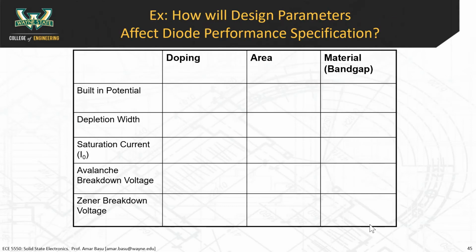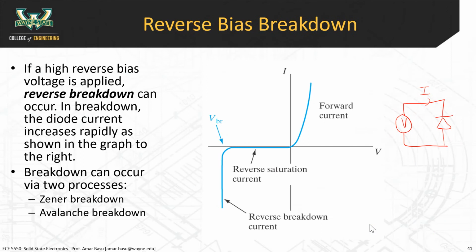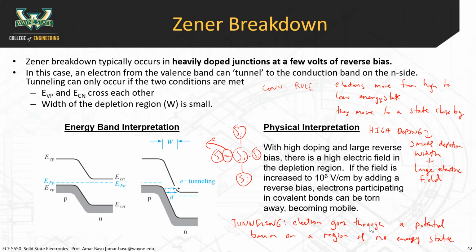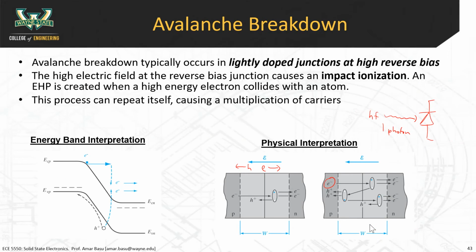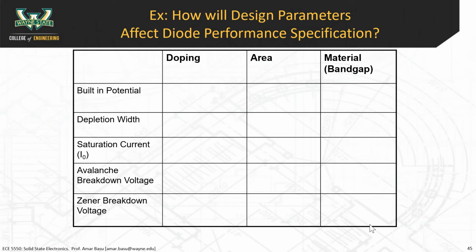All right, last time in class, we ended up talking about forward bias diodes. Then we talked about reverse bias diodes. And then we talked about two different types of breakdown mechanisms in reverse bias, a Zener breakdown and avalanche breakdown. So at this point, we have covered some of the major properties of the diode, the performance parameters of the diode.